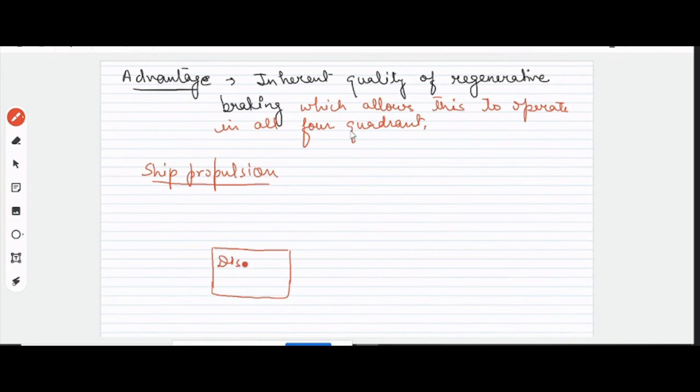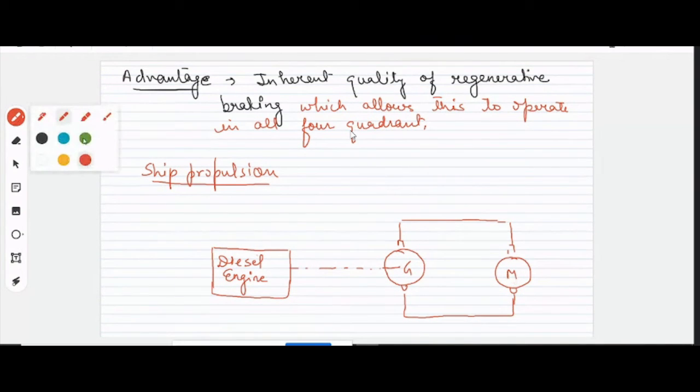So if we are using ship propulsion, then we can use a diesel engine as a prime mover, and that will be connected to the generator. Your generator again will be connected to the motor to feed the armature voltage, right. Now it could come to your mind what will happen to the field winding of the generator and the motor. So for feeding this field winding of the generator and the motor, again a generator is being used.